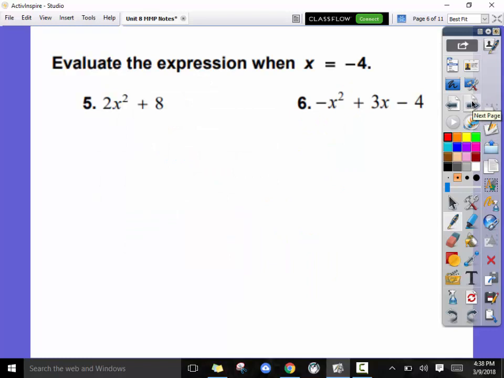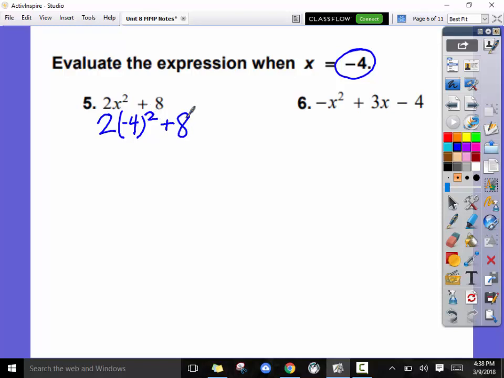Okay, next ones, we're going to evaluate some expressions. We're going to do a couple of these together because I want to make sure you realize the correct order that you have to evaluate exponents with. Right now it says x equals -4. We need to substitute that in for x. I'm not going to skip any steps when I work through the problem so that I don't miss something. I'm just going to substitute in -4 first: 2 times -4 squared plus 8.